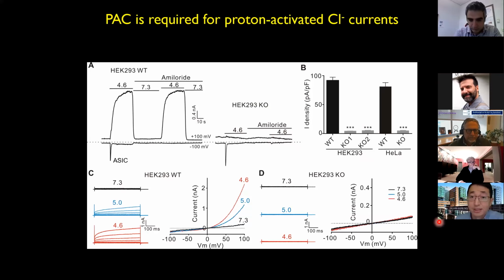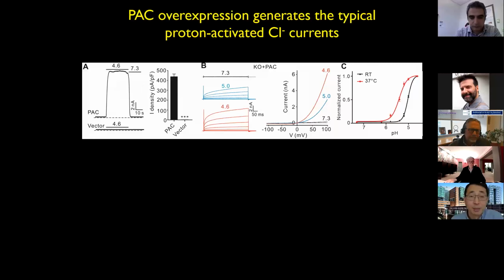The next question is, now you identify a gene which is necessary, required for the channel activity. Is it sufficient? So we made a PAC human cDNA and expressed it in a knockout cell. With a vector, there's no current, but in the knockout cell, we get a huge amount of current, much bigger than the endogenous current. It looks very similar to the endogenous current. In addition, the EC50 is also similar. And it's interesting, this channel can be modulated by temperature. At 37 degrees, the EC50 shifts to the left, making it more physiological in the pH 6 range.